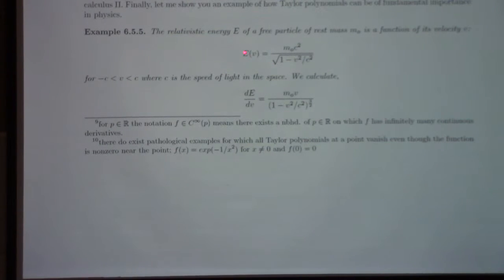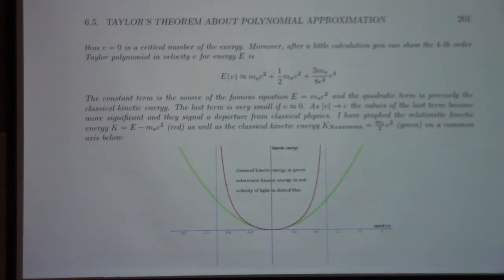Anyway, if you differentiate this with respect to v, you get this 3/2 power like that, right? And then you can say, okay, well, I'm going to look at the power series expansion of the energy as a function of velocity. What does that look like? Well, that looks like this. It looks like E of v is m naught c squared plus 1/2 m naught v squared plus 3 m naught over 8 c squared v to the fourth.